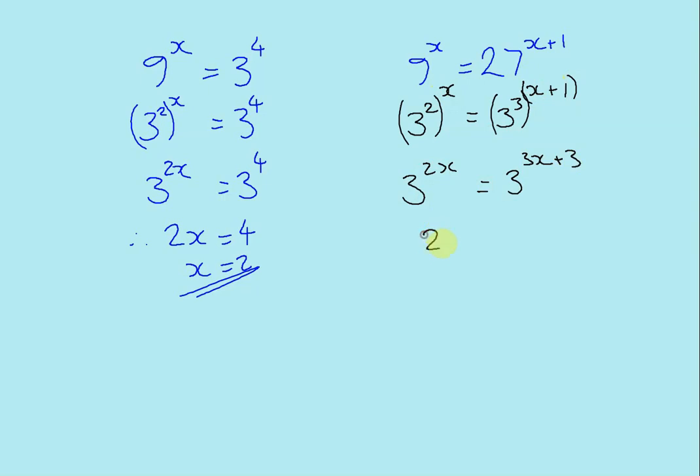Now I can just compare the powers. So 2x must equal 3x plus 3. X is on one side, numbers on the other. So when we put minus 3 in here and here, they're equal. Let's have a go at another one.